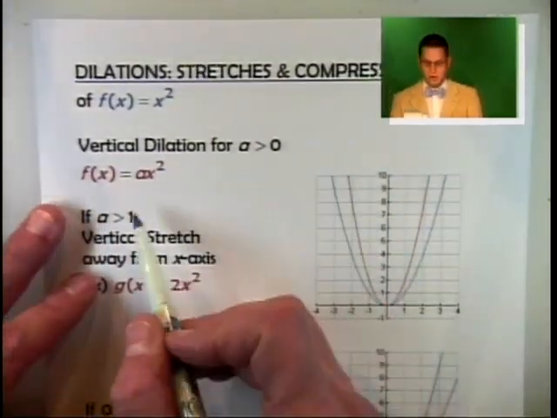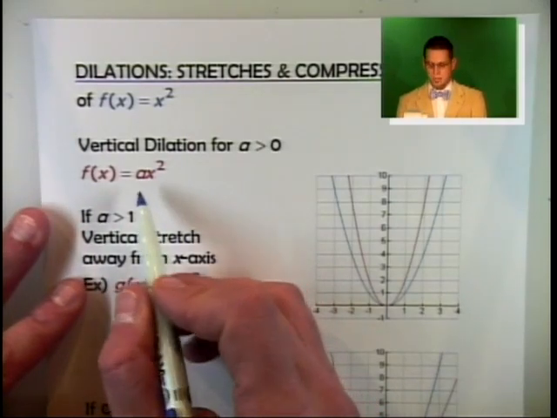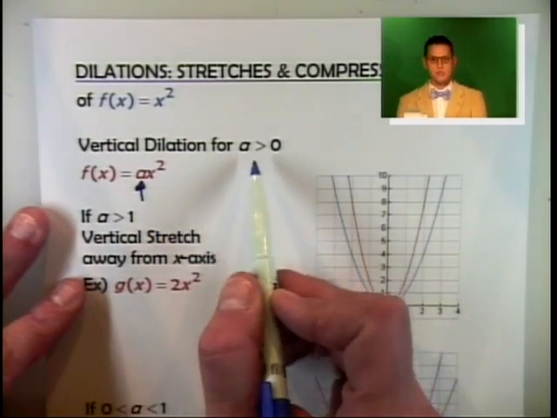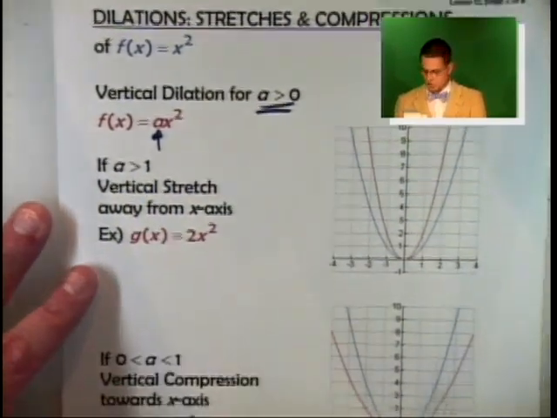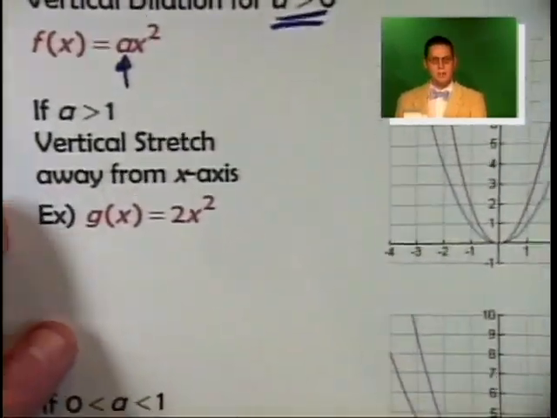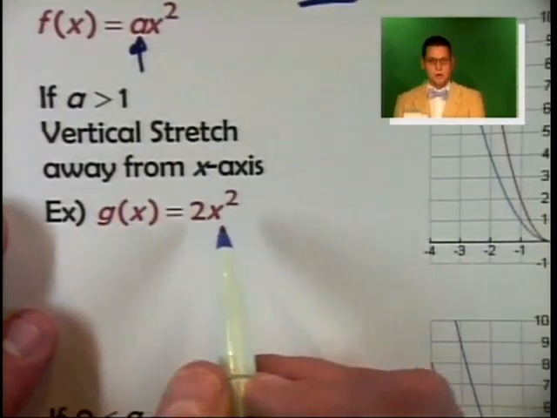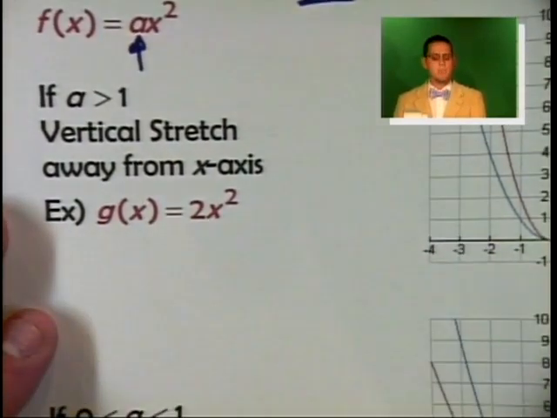It's this outer one. And what I want to do is I want to multiply the function by some number a. And we're going to assume that a is positive. It's greater than 0. Well, what happens if a is greater than 1? For example, right here, if I look at modifying my x squared function by putting a 2 in front of it, think about what happens.